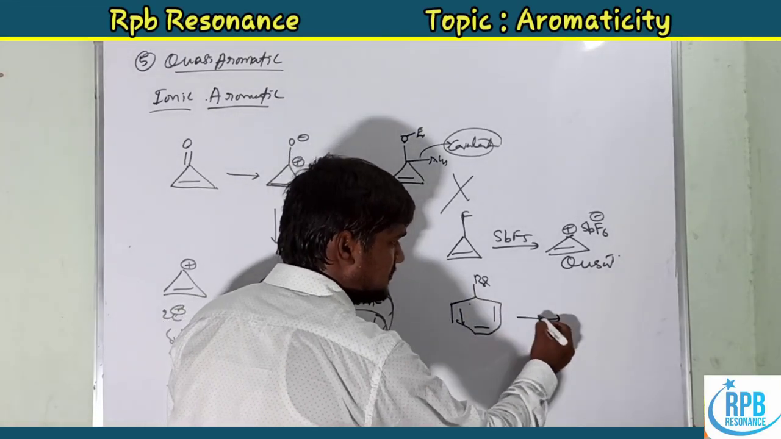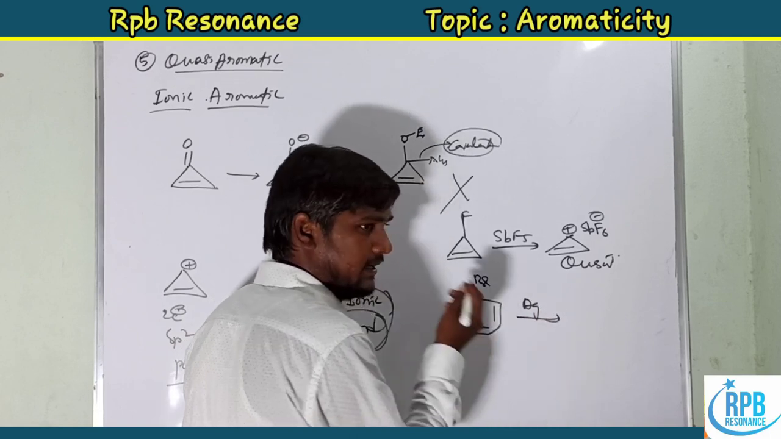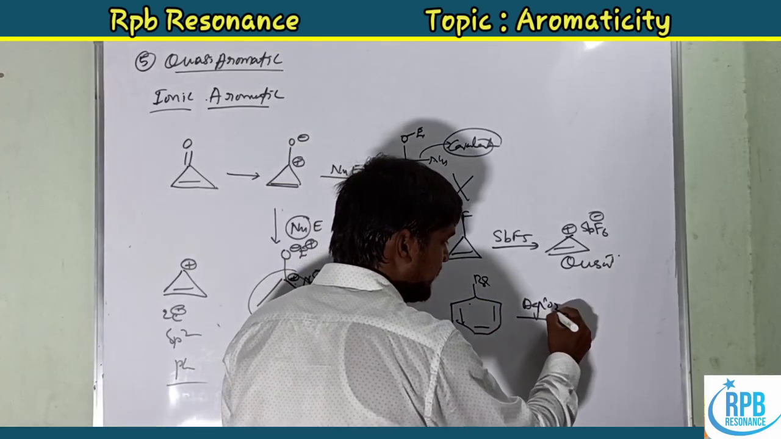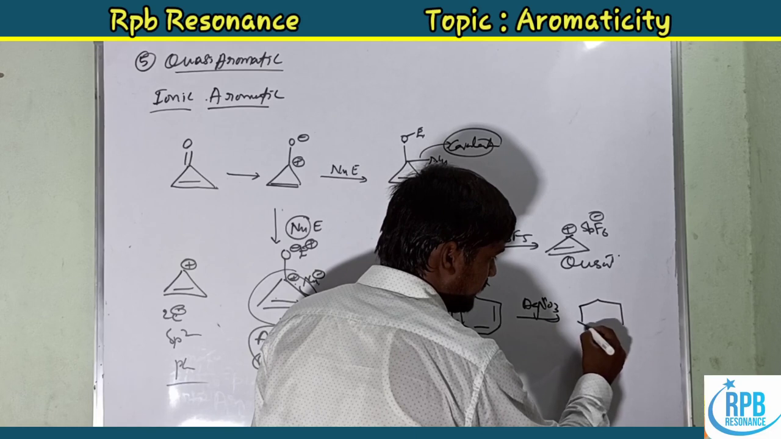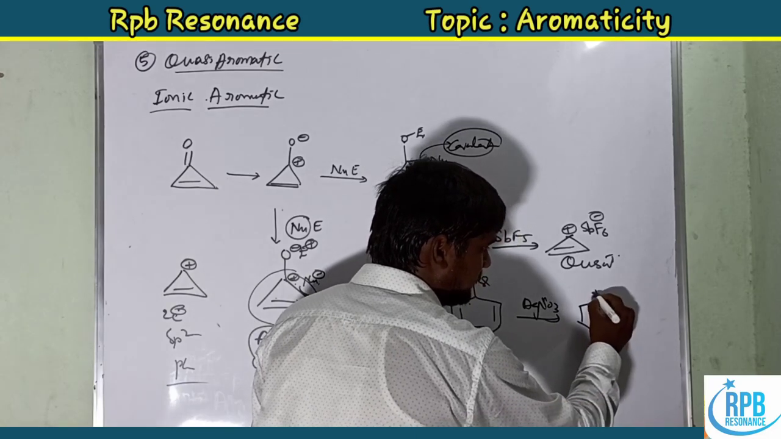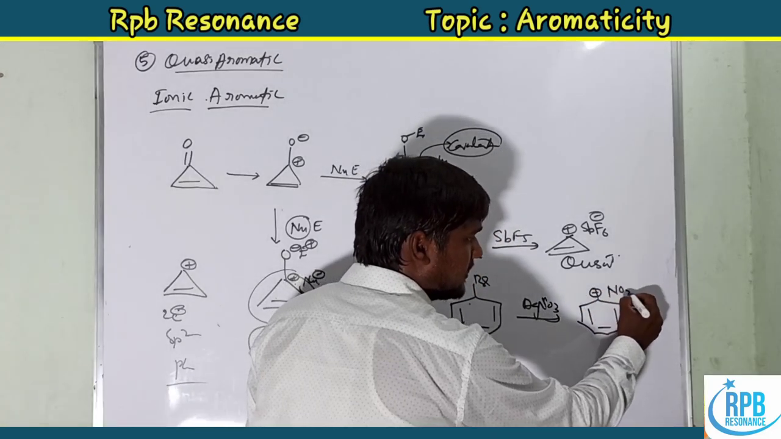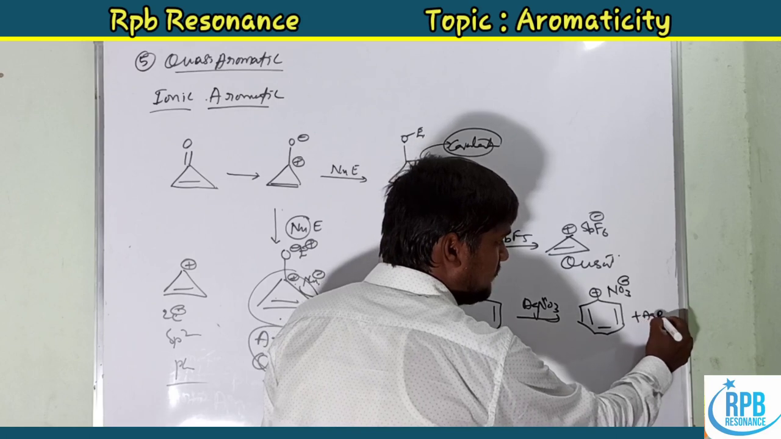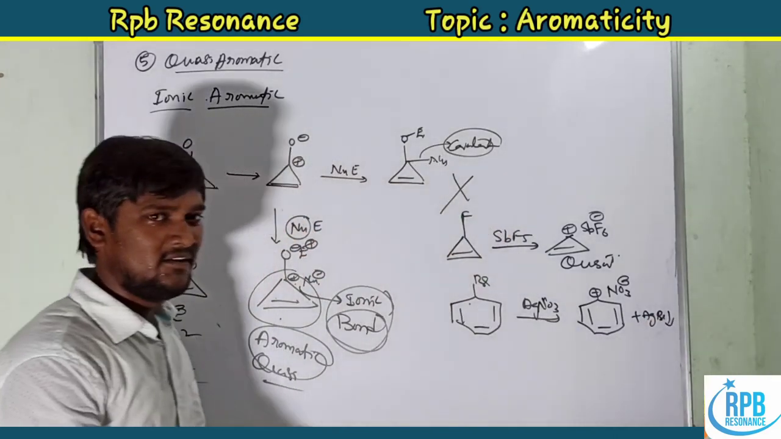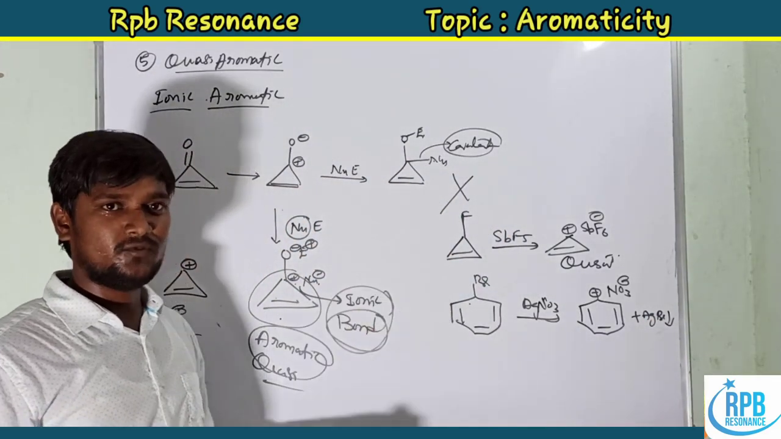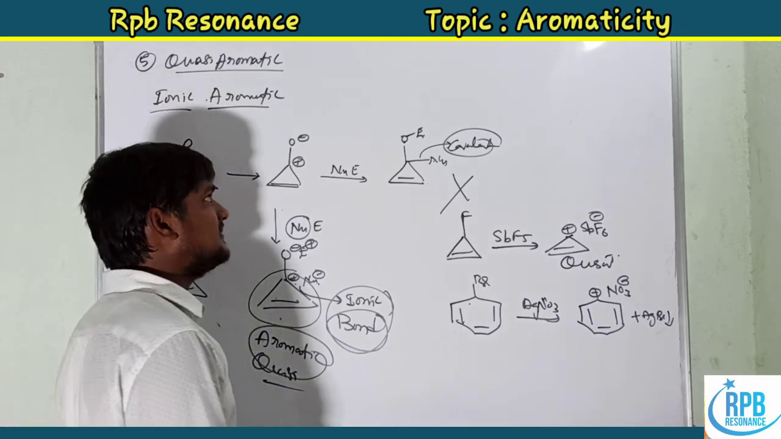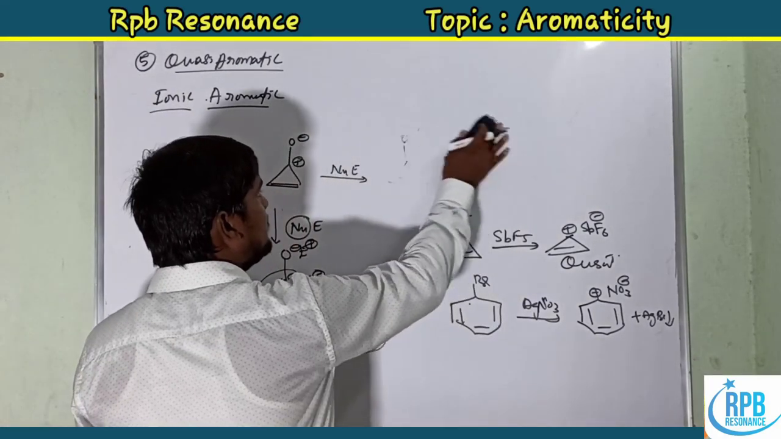Not only like this, there are many compounds: tropolonium cations, tropolonium halides, which are treated with AgNO3, silver nitrate. Now here it leads to the propylium cationic system, positive. So this positive ion has NO3 minus, and HBr will be precipitated. This type of molecule we observe. Not only these, many systems are assumed.